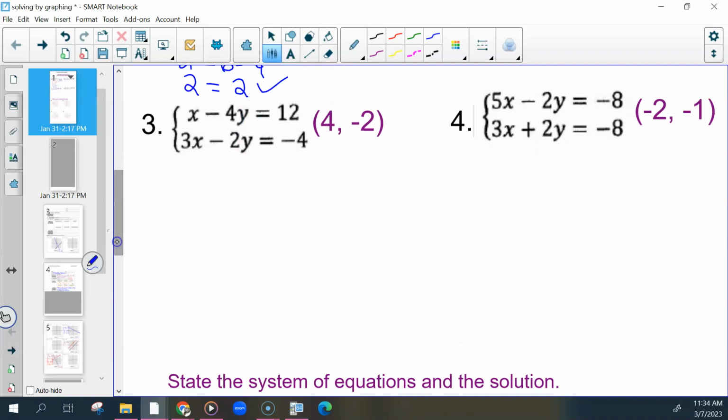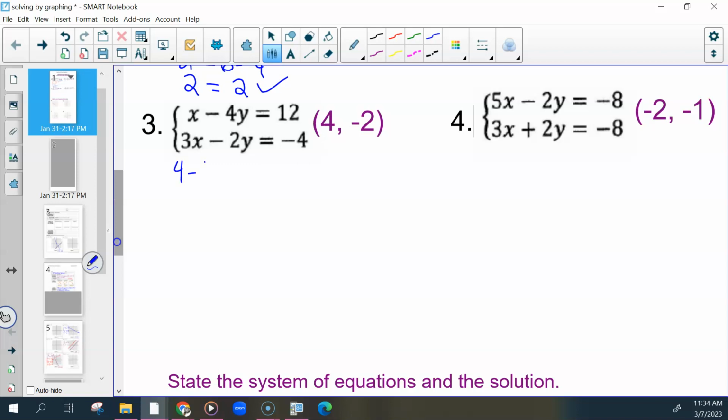Let's do 3. Same process, but different format. We don't have to change these. You can if you want. That would be a little time consuming, but you don't have to do that. You can put these in exactly as you see them.